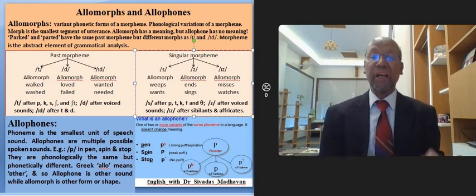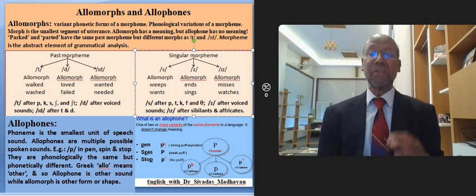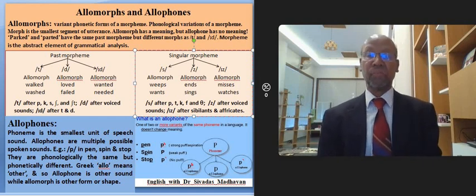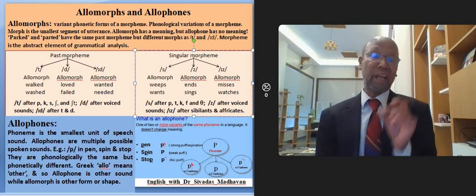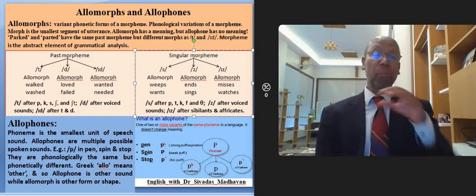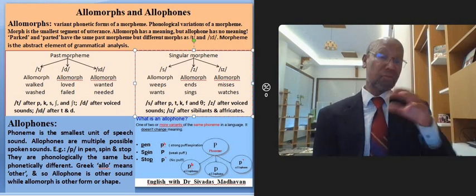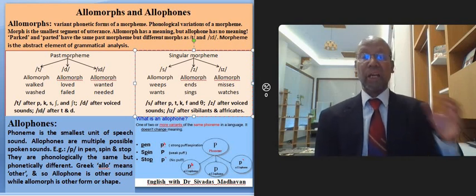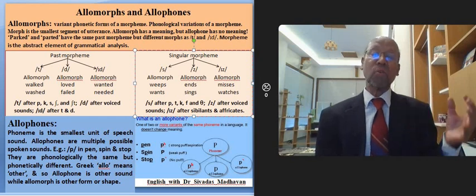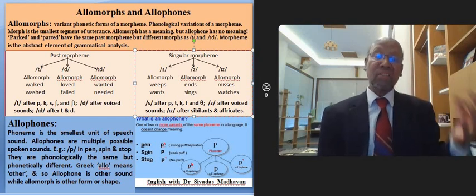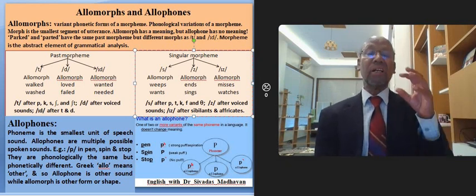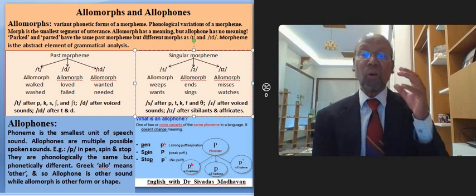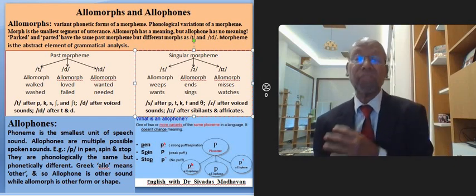Today we are going to see the difference between allomorphs and allophones. Allomorphs and allophones begin with allo. Allo in the Greek language means other. So allomorphs means other morphs, other forms or other shapes. And allophones means other phones, other sounds. So other sounds of the same phoneme, that is allophones. And allomorph means the other morph or the other shape of the same morpheme.